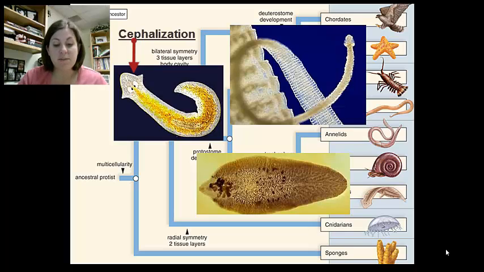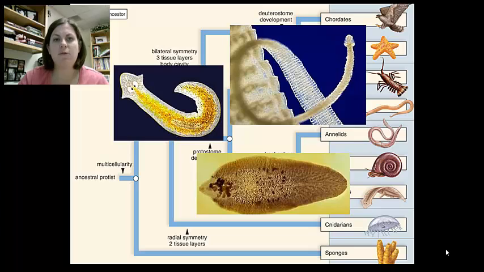Now, they have eye spots that can detect light and dark, and they do have some specialized organ systems like an excretory system with flame cells and a ladder-like nervous system. They are also considered hermaphrodites. This means they contain both male and female reproductive organs.